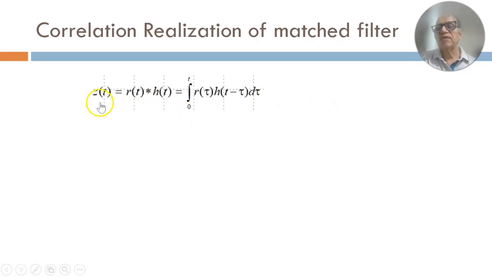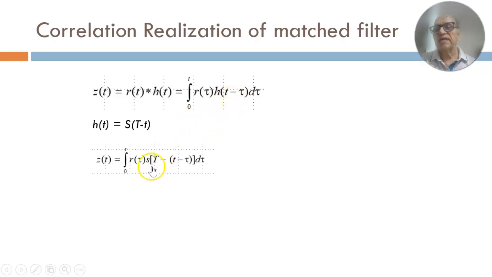So let's write the expression for z(t), which is the convolution of the input signal, which is r(t), convolved with the impulse response. So this is the expression for the convolution. Again, I keep referring you to signals and systems. So integral from 0 to T of r(tau) h(t minus tau) d tau. But h(t) for the matched filter is known, and that is S(T minus t). So this h(t minus tau) can be written like this, where t is replaced by t minus tau. So this is S(T minus t plus tau) d tau.